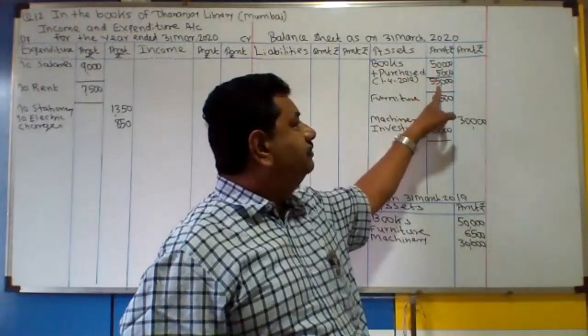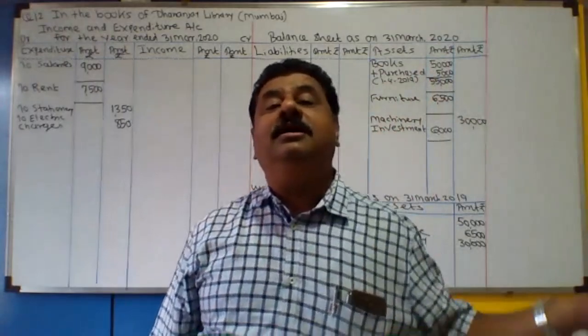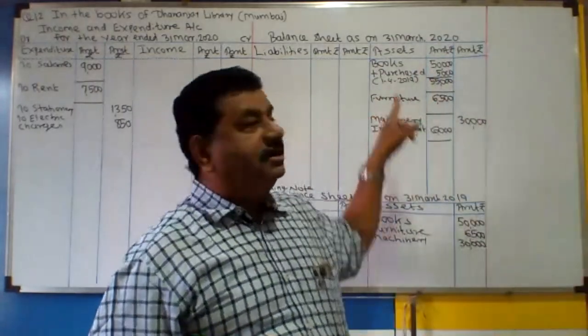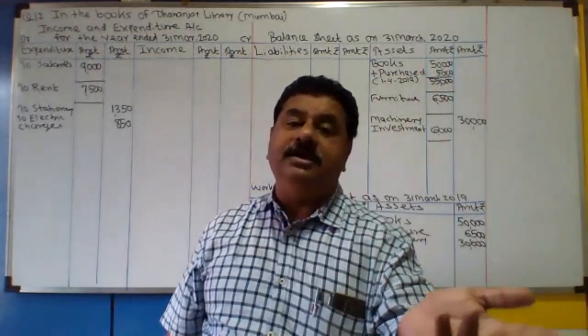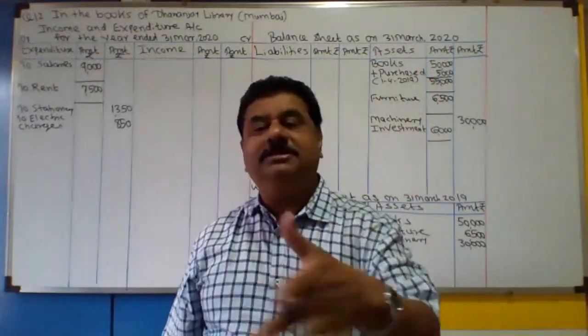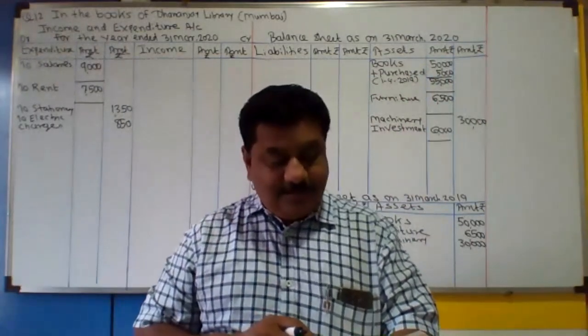On 50,000 plus 5,000, that is 55,000, we are going to calculate depreciation for the full year. अगर ये डेट अलग होता, accordingly we should calculate on 50,000 full year and 5,000 half year, 3 months like that. वो फाइनल अकाउंट में हो चुका है सर.